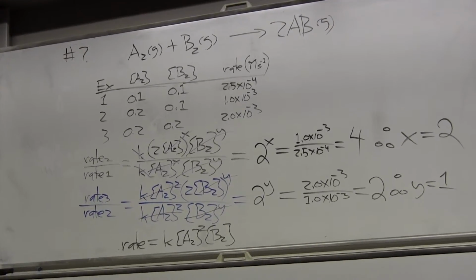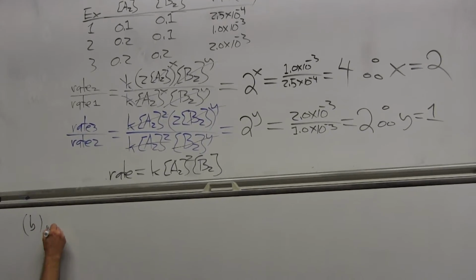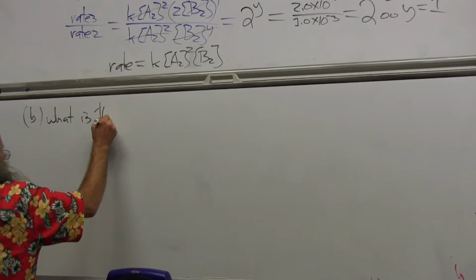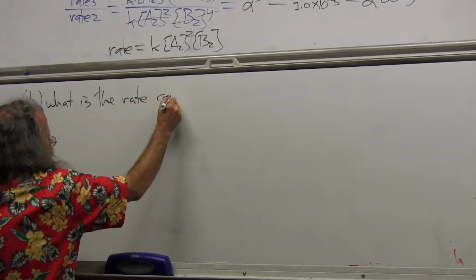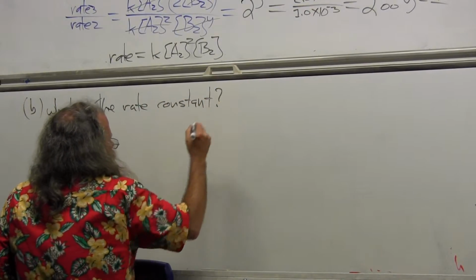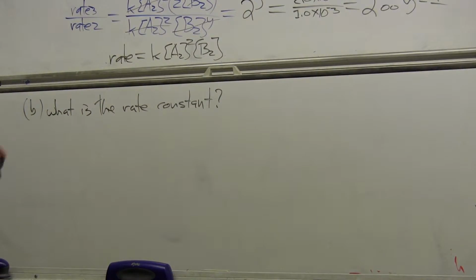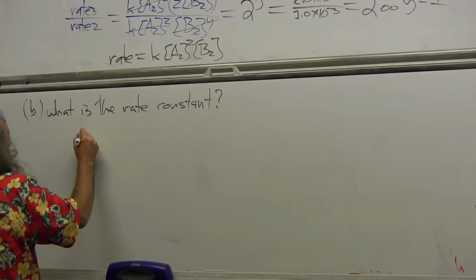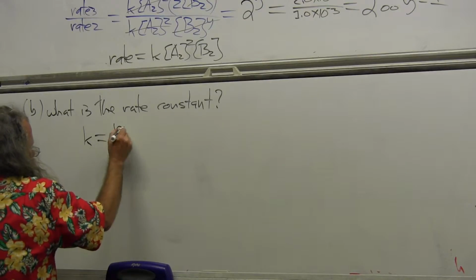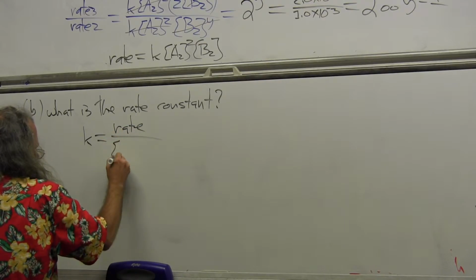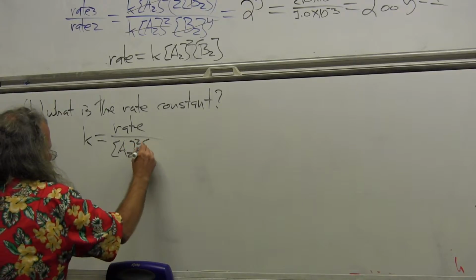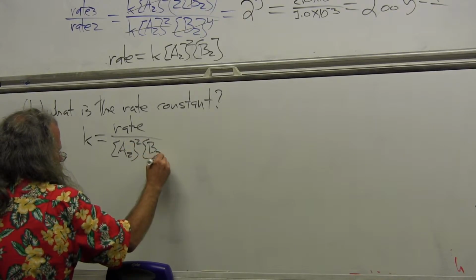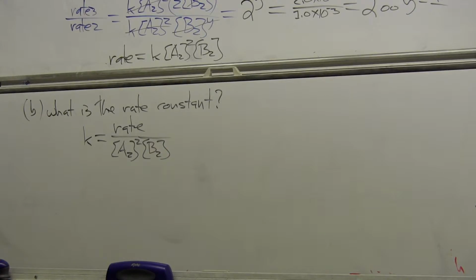And now, for part B, this is pretty straight up. We've already written the rate law, and so I'm just going to rearrange that expression. k has to be equal to the rate divided by the concentration of A2 squared times the concentration of B2, the first power. And so you've already got half the problem just by writing that out.